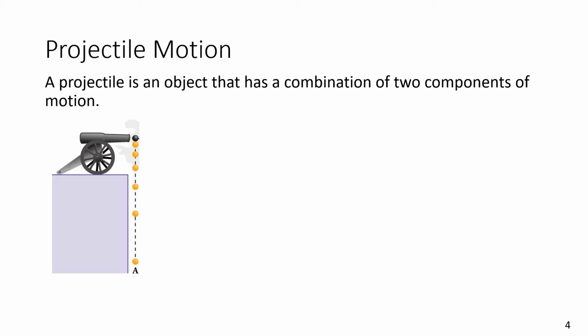Well, from the previous chapter, we've seen that things that are moving vertically near Earth accelerate downward. So this is experiencing an acceleration downward. And typically this is just related to gravity. Gravity is negative 9.8 meters per second squared.